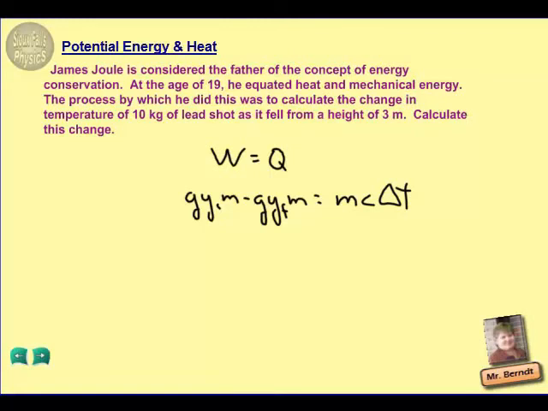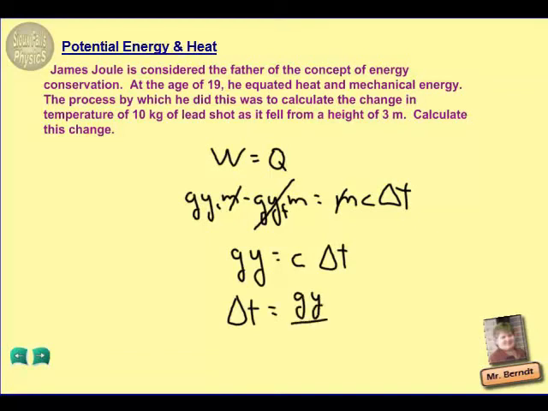Now there are some important things to know. If we pick our frame of reference right, our final height will be 0, so we can just get rid of that term. Our initial height is 3 meters, and our gravity we know. But also notice that mass is in both terms, so we can cancel that out also. This leaves us with gravity times our height equals the specific heat times the change in temperature. In other words, the change in temperature is simply gravity times the height divided by the specific heat of lead shot.